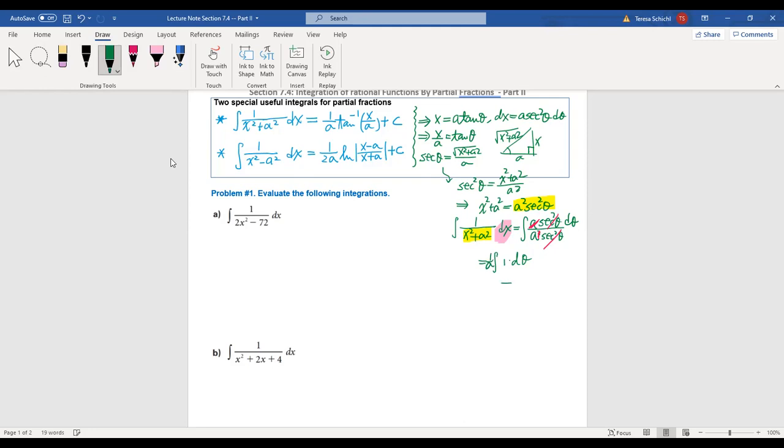Okay, so now you can integrate. This is 1 over a. Now what is 1 d theta? It will just be theta, right? So what is the theta? I know the tangent is x over a. So this is 1 over a arctangent of x over a plus c, right?